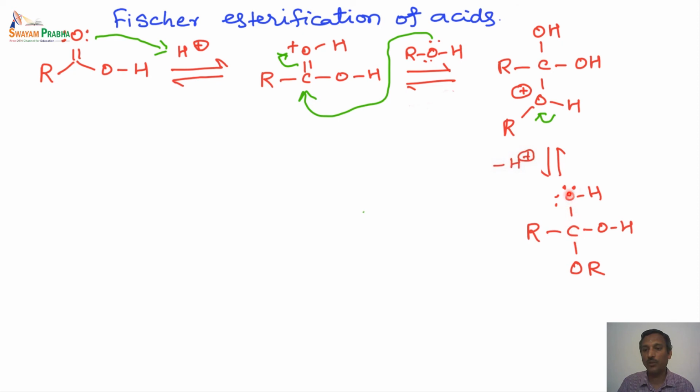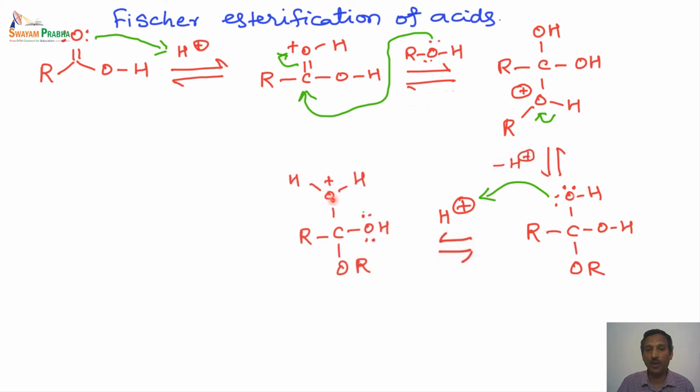Again this carbon has 1, 2, 3 electronegative oxygens present on it, so this is quite unstable. And we have a proton in the medium, that is, the solvent has H plus ions. So this oxygen, which has a lone pair, forms a bond with the proton. In this case the oxygen has a positive charge, so this is an oxonium ion that is formed.